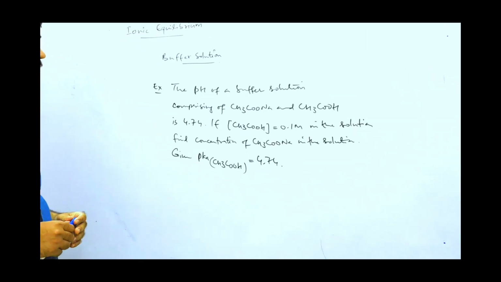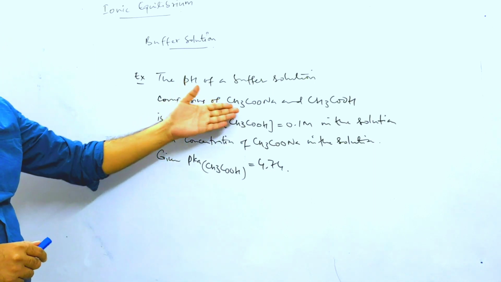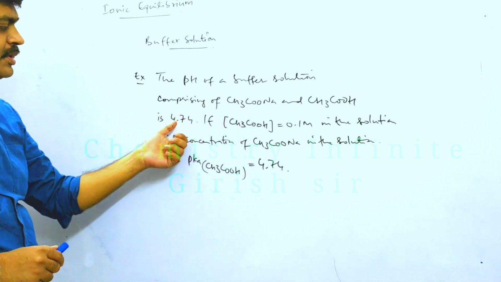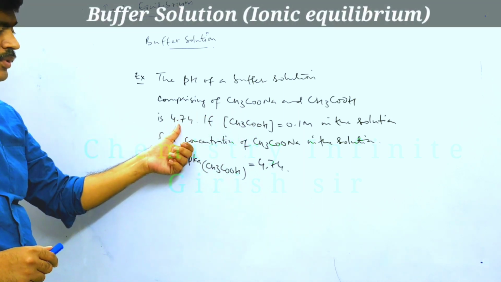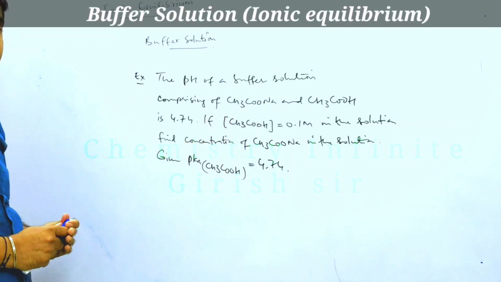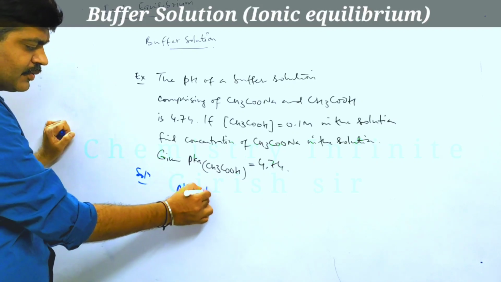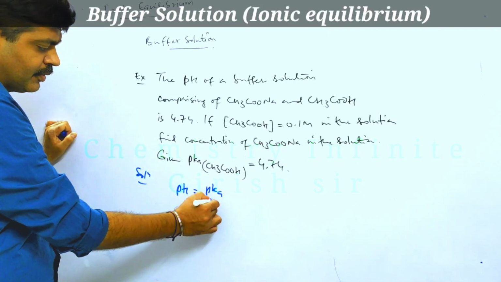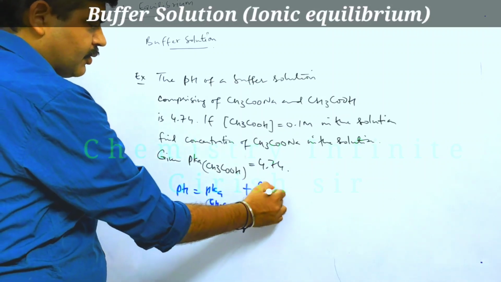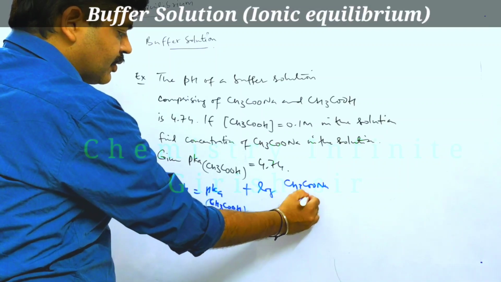Okay, let's take another example. Please see the next example. Here we have a buffer solution comprising of weak acid, acetic acid and its salt. Its pH is specified in the question, 4.74. Concentration of acid is given, concentration of salt is required. Again a simple question based on Henderson equation. So I'll use Henderson equation, pH equals pKa of this weak acid plus log concentration of salt divided by concentration of acid.